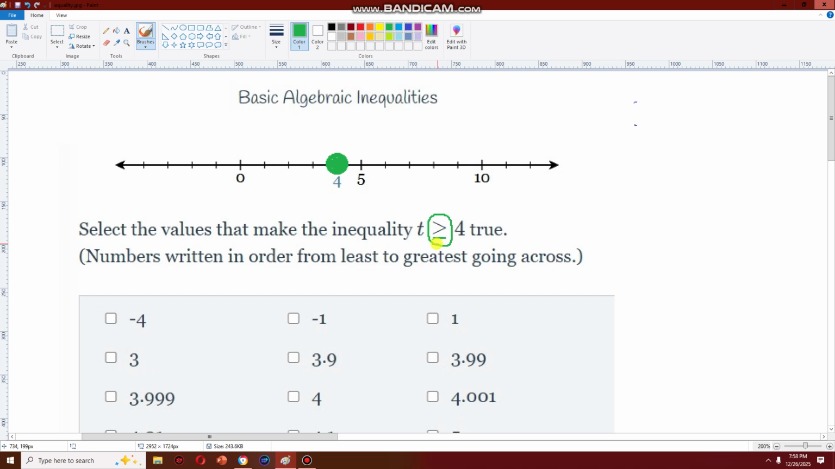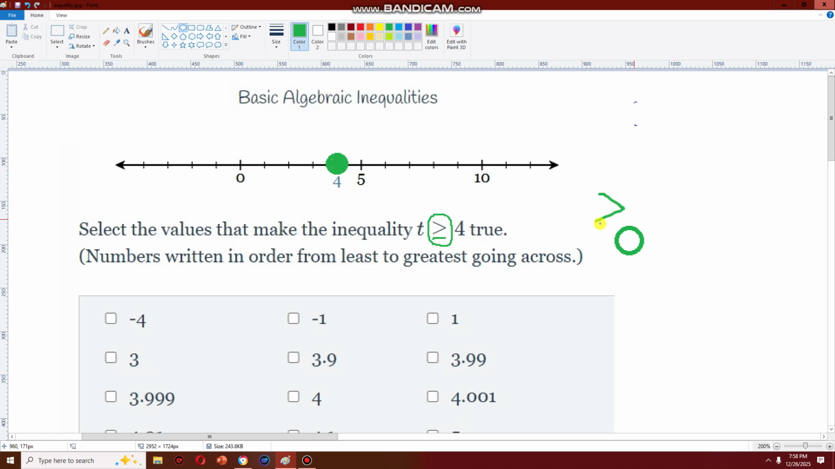You see that? If it was just a greater than sign, then I would just have a circle that looks like this, which is not filled. Okay? Anytime you see an equal sign on the inequality, whatever you're doing on the number line, the circle or whatever label you're using has to be filled.